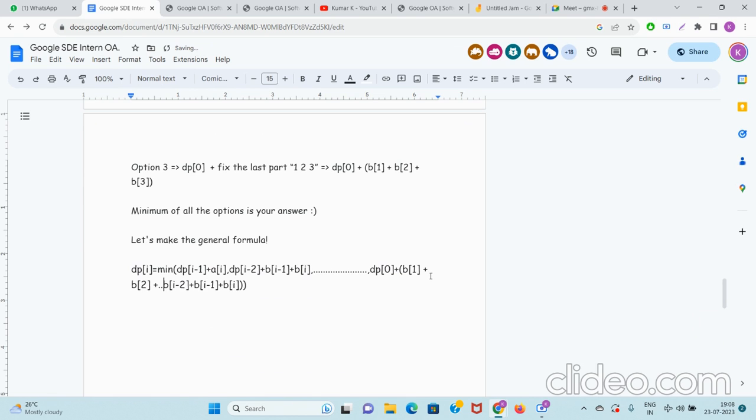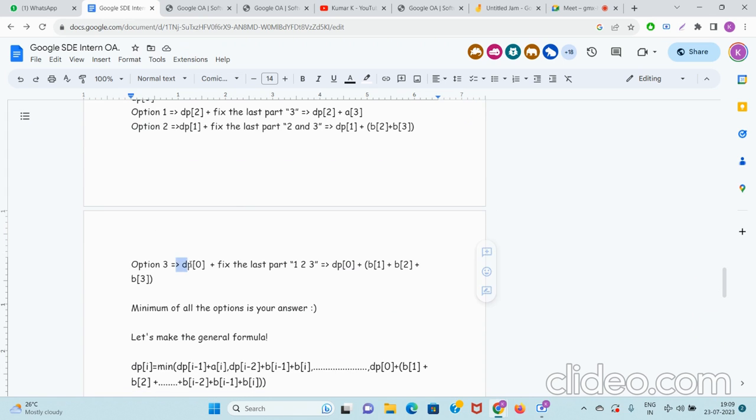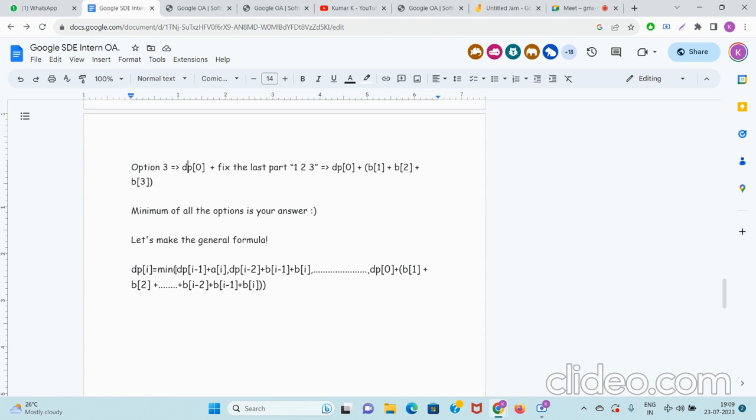Guys, you are understanding, right, everyone, that these are all the options? See, we have discussed the options before as well. First you fix the last part, then the last two parts, then the last three parts, then the last four parts, then the last five parts, then you fix the whole array. Then you reach till dp of 0. So the general formula will be dp of I minus 1 plus a of I, meaning fixing the last part. dp of I minus 2 plus b of I minus 1 plus b of I means fixing the last two parts. Similarly, for the last three parts, last four parts, last five parts, all the options I write and I'm taking the minimum of all of them.